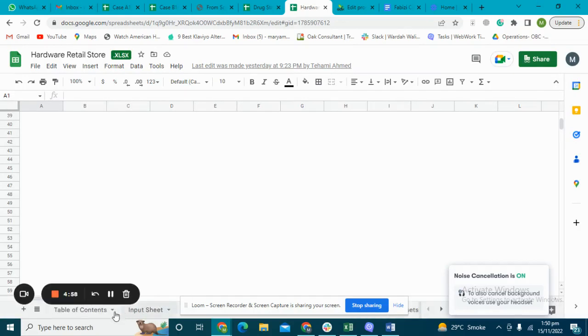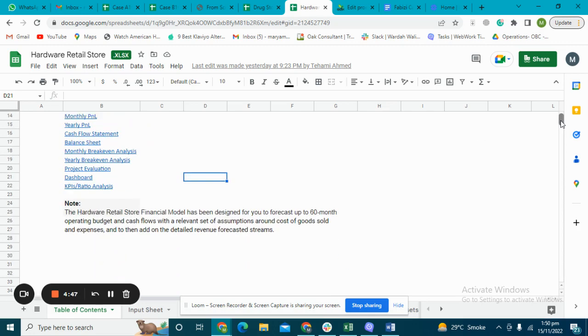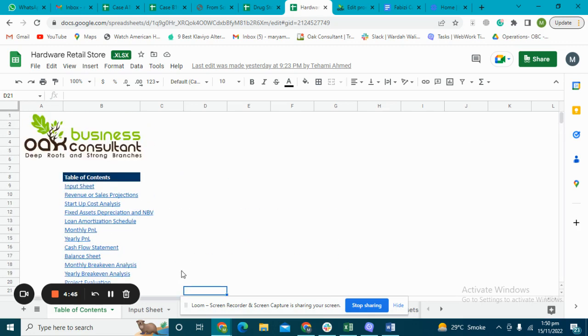Hi everyone. Today we will be talking about the hardware retail store financial model and how it best suits your business needs. So for starters, you can see in the table of contents that there are 14 different tabs that make up the entire model.